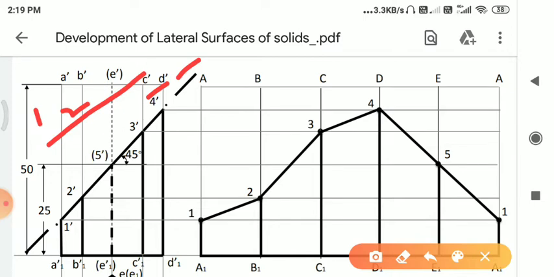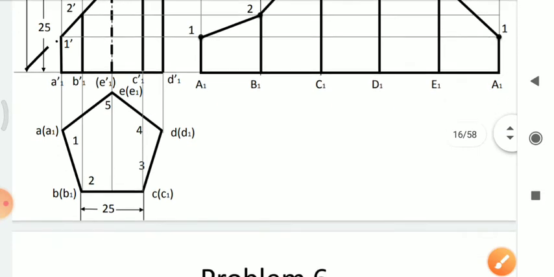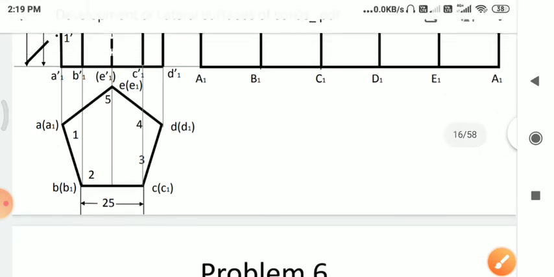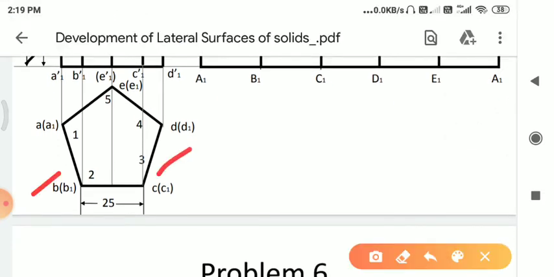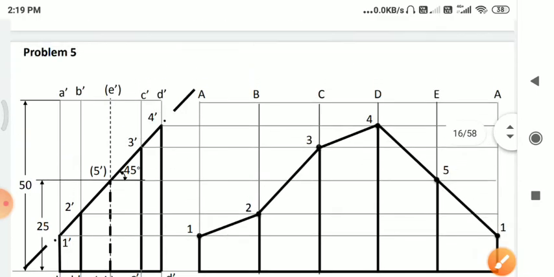And then it is the top face. Where is it cutting the top face? On the top face, it is cutting between B and C. Between B dash and C dash, you can see here. So where are B dash and C dash here? So B dash, C dash is here. So it is cutting here. So where is it cutting?